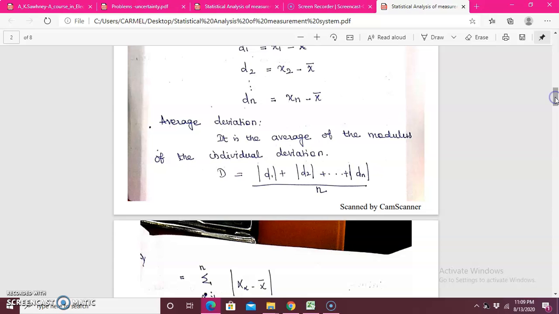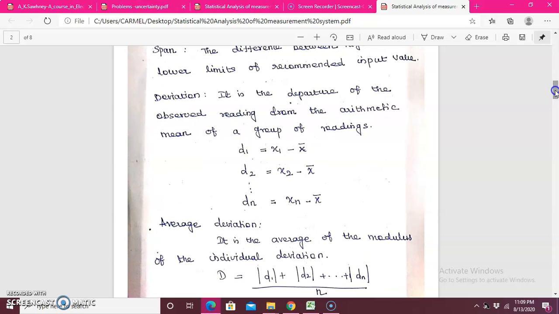Then next one is about the average deviation. What is the meaning of average deviation? It is the average of the modulus of the individual deviations. So you have to calculate the different individual deviation values. After calculating the deviation, you have to take the modulus. There will be positive and negative values, but you have to take only the modulus. That means what?